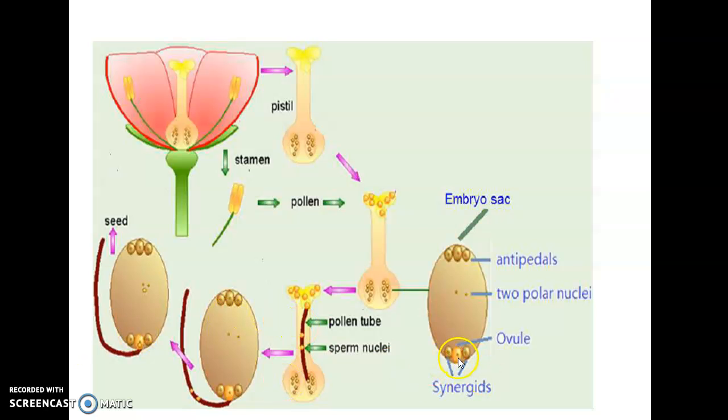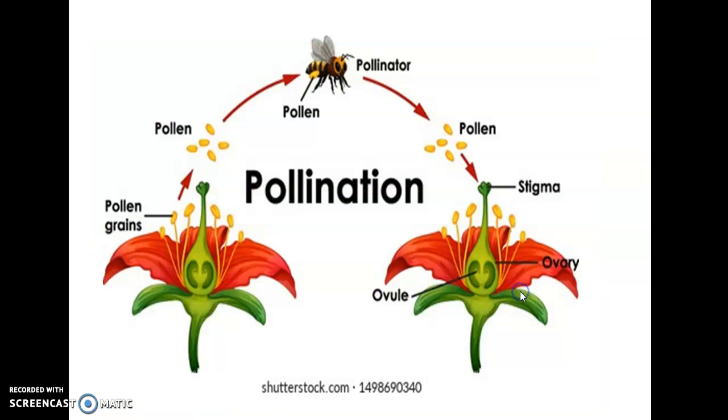But here in plants 2 fertilizations are happening. One with the egg cell and it forms zygote. Other with the polar nuclei, it becomes endosperm. In future it nourishes the developing embryo. That's why first fertilization here, second fertilization here. That's why double fertilization.